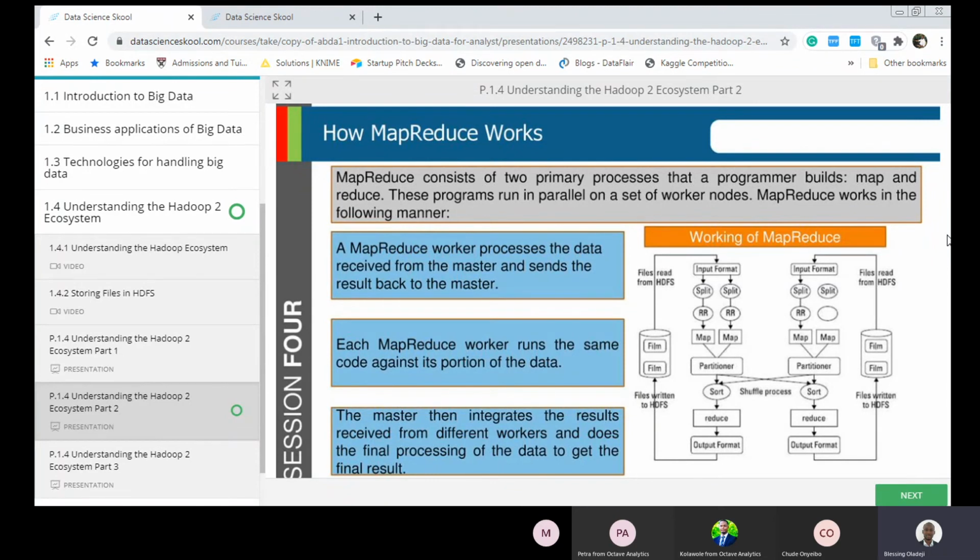So a MapReduce worker processes the data from the master and sends the result back to the master. And each worker has a unique set of code. Some of those codes are in the textbook. You see the code that implements MapReduce. I think I implemented it for a project I did with FCMB Bank. So we wanted to analyze all the transaction narrations in the bank, they are unstructured.